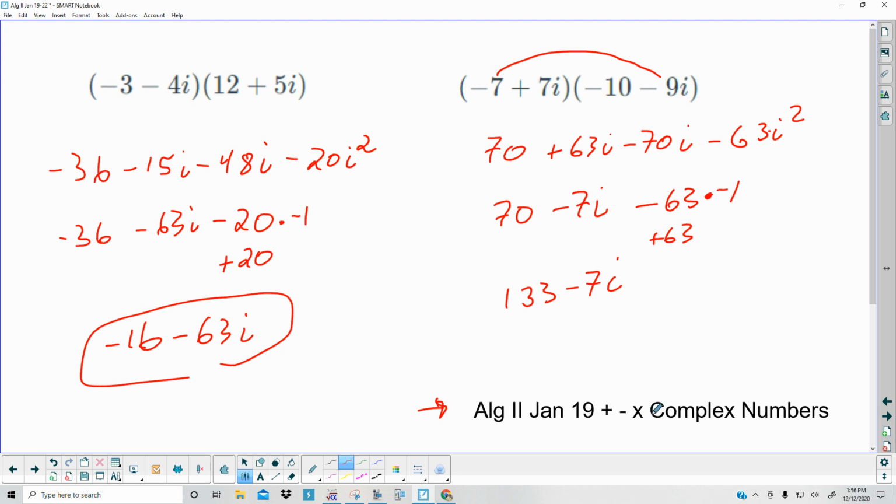So this is your assignment, adding, subtracting, and multiplying complex numbers. So it's really 2 assignments in one day.